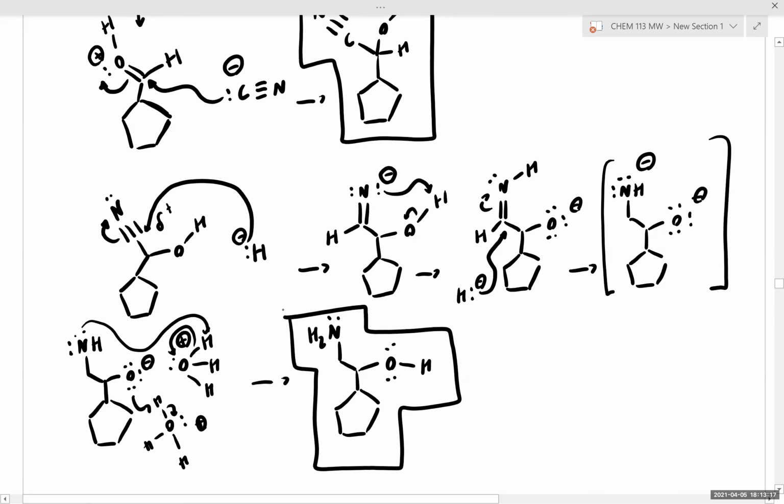Does this mechanism make sense to everyone? It's very similar to the mechanism for, for example, exhaustive reduction of an ester. You have addition of 2 equivalents of hydride, and then you protonate your generated alkoxide and ammonium intermediate.